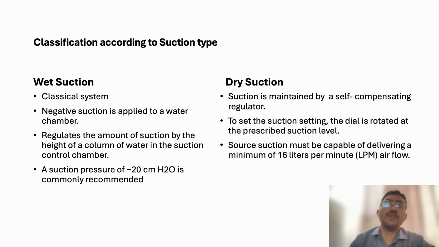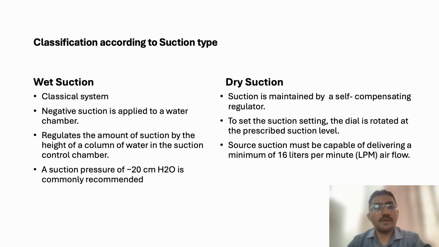Then according to the use of suction, we can classify the drainage systems. There are two types of suction systems. One is the wet suction and the other is the dry suction. Wet suction is the classical system, where negative suction is applied to a water chamber, which regulates the amount of suction by the height of the column of water in the suction control chamber. A suction pressure of minus 20 centimeters of water is usually the most commonly recommended setting.